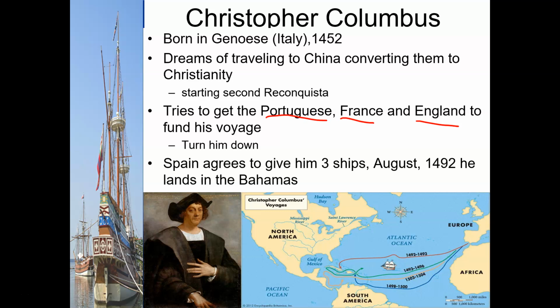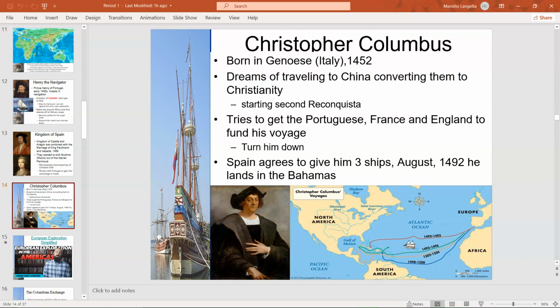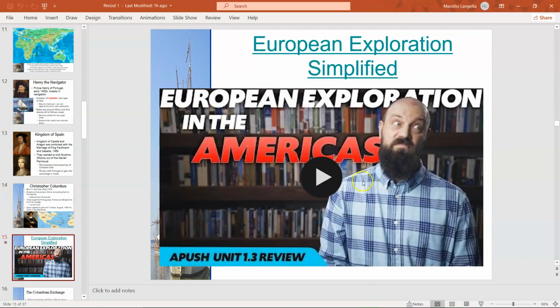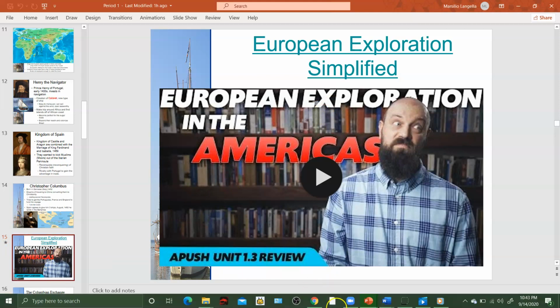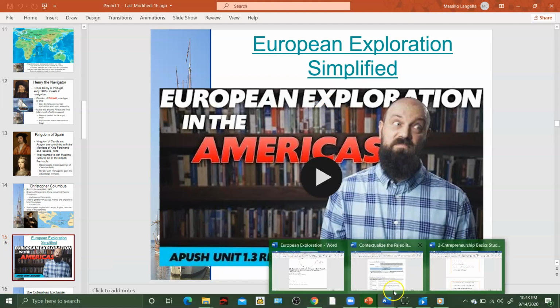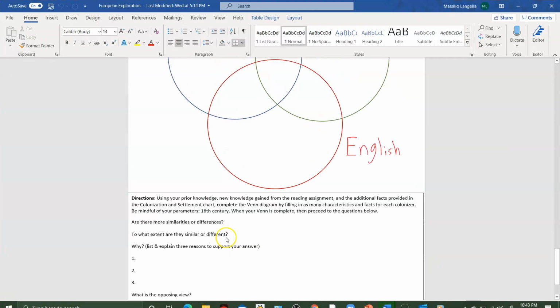So when we take a look at what Christopher Columbus does, there's a lot of things that we're going to go into, especially with the Columbian Exchange. But let's just jump into exploration now. I gave you guys a review video that goes over topic 1.3, and it's a solid, simplified version of what I just talked about. So just in case I went too fast for you, let me know. But I would suggest watching this just to help you out. So let's take a look at the worksheet here.